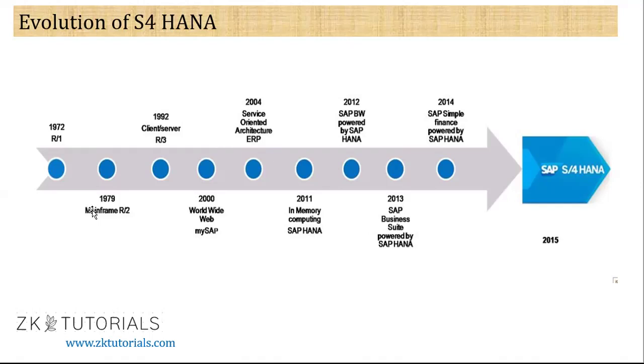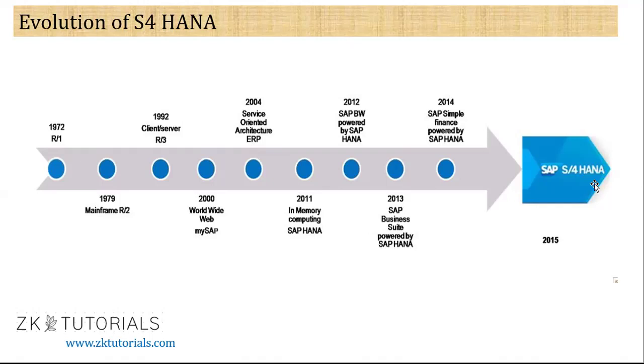Then we got R3, and finally in 2015 SAP announced SAP S4 HANA. These are the main ones, R1, R2, R3 and S4 HANA, which we need to understand. This also answers the question someone was asking yesterday. S4 HANA was first released in the market as a solution in November 2015.